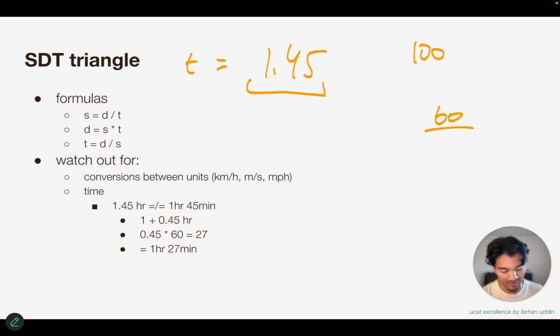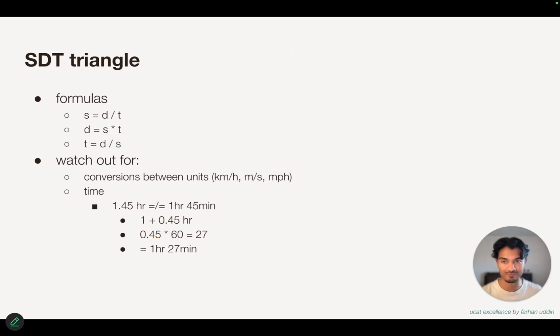So the 1 hour stays the same, but then we have to separate the 0.45 as the decimal. We multiply that 0.45 by 60 to get the number of minutes, which gives us 27. So when we get 1.45 hours, that actually means 1 hour and 27 minutes.